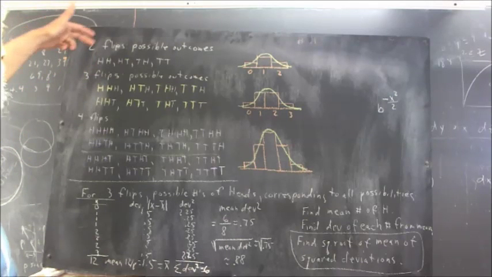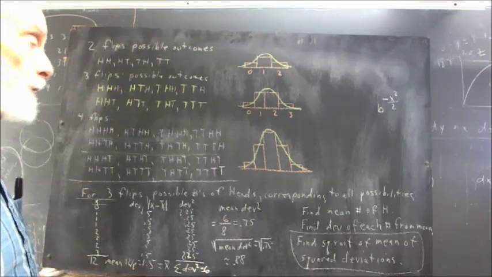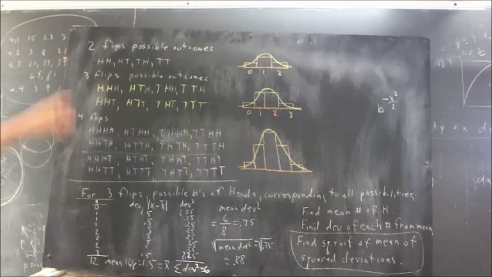Okay, so for 2 flips of a coin, and given this problem in homework, everybody got this. Possible outcomes were heads, heads; heads, tails; tails, heads; and tails, tails. Now for 3 flips, what are the possible outcomes?